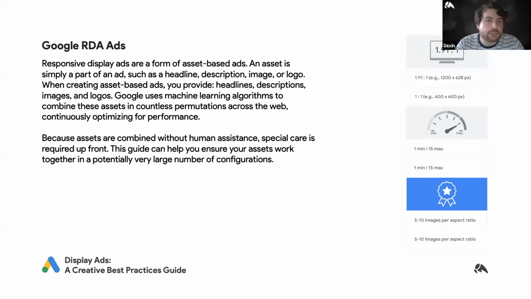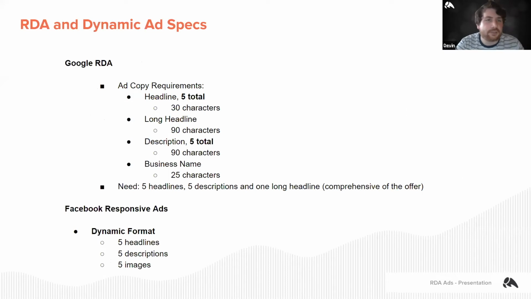So this is a little kind of breakdown of what Google RDA ads are specifically. I think Matt went over this pretty well. We have a series of headlines, descriptions, and images that are all through AI rotatable. The AI is able to basically take all of the different things you plug in and deploy them in different ways to determine which is most effective, which works best.